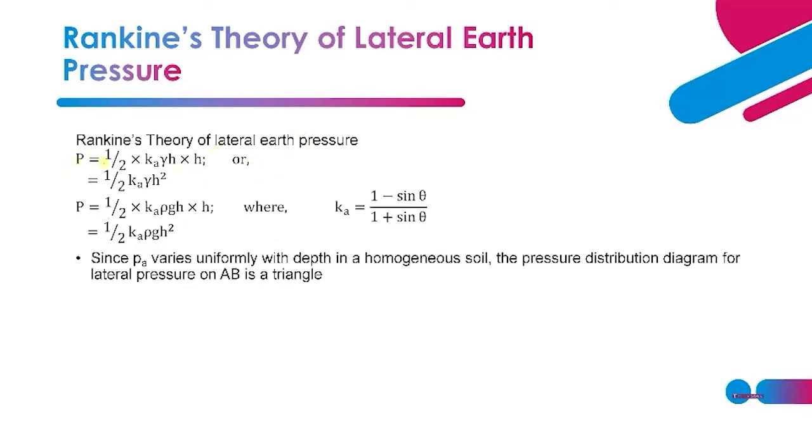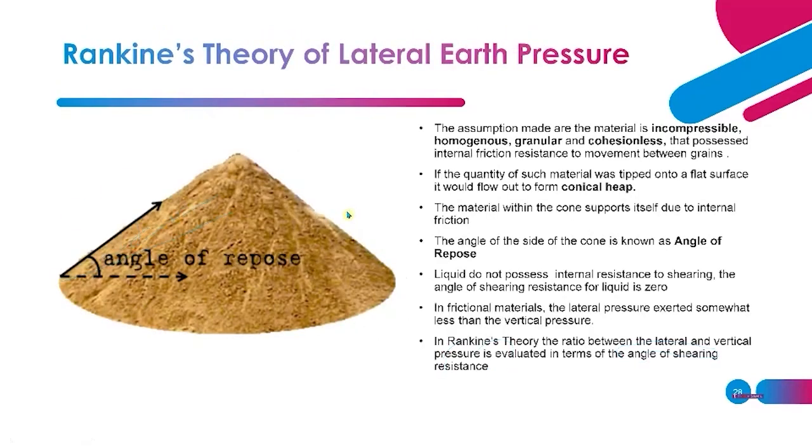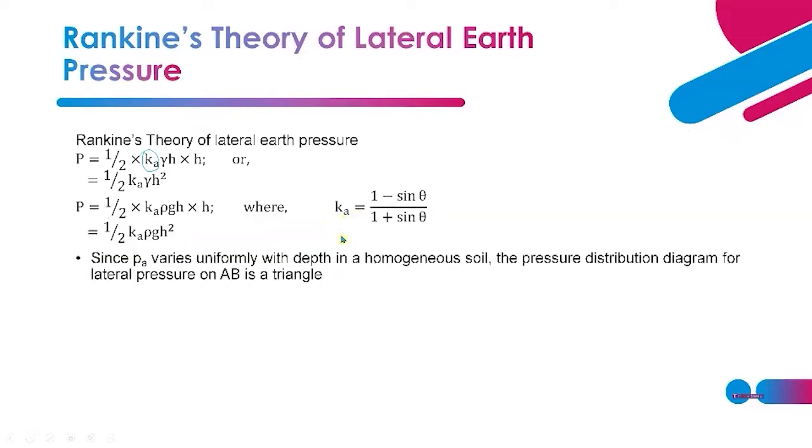P is equal to half Ka unit weight H times H. So kalau you notice, formula lebih kurang sama, cuma ada additional Ka kat sini. Ka dekat sini adalah Rankine theory. So what is Ka? Ka ni tadi, you nak calculate the friction tadi tu. Maksudnya resistance to shearing tadi. You look at the formula here, 1 minus sin theta. Theta here meaning angle of shearing resistance ataupun angle of repose tadi.